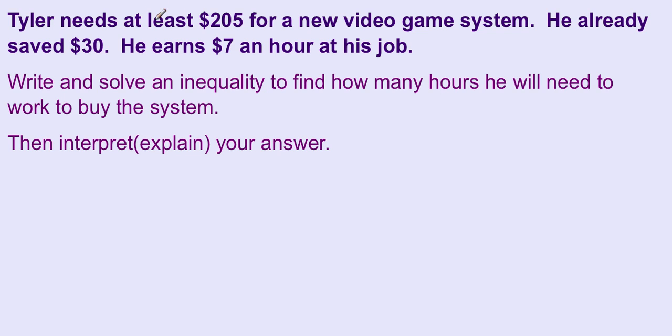So this one says Tyler needs at least $205. Well, at least means greater than or equal to. So we know it has to be greater than or equal to $205. So we got that part ready. Now we got to figure out the part with the work going on. So $205 for a new video game system. He already saved $30. So he's got $30 and he earns $7 an hour at his job.